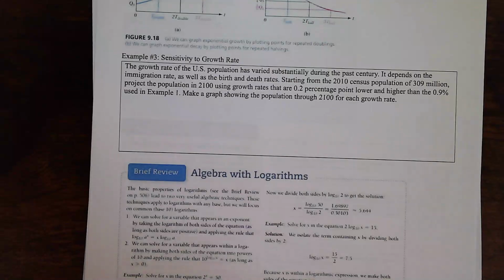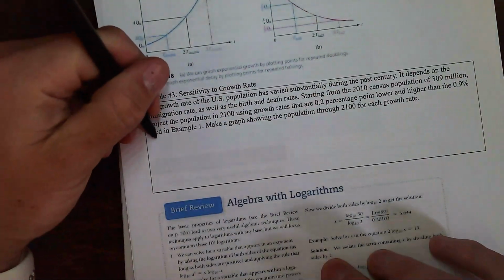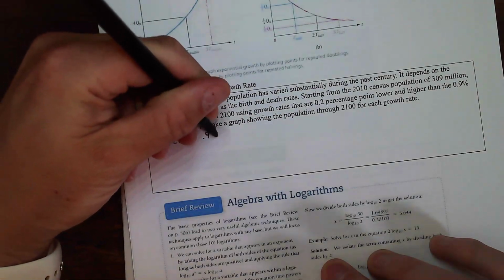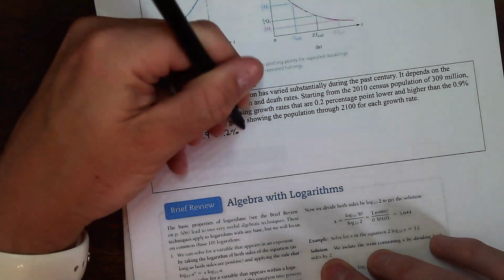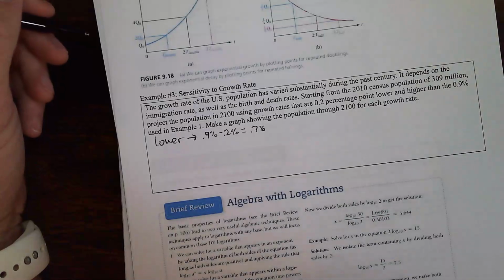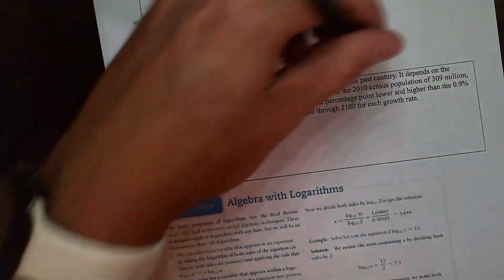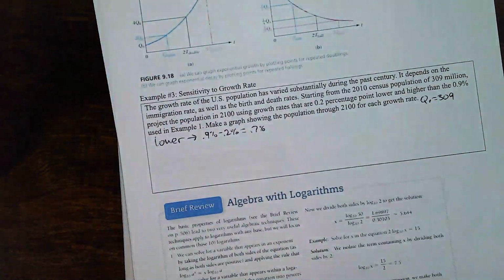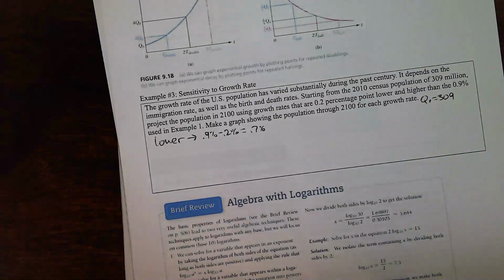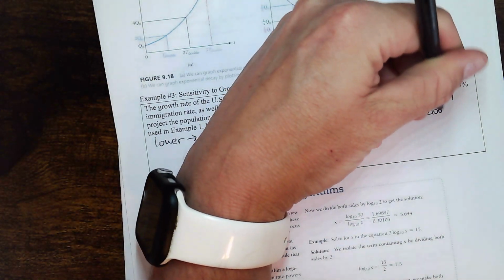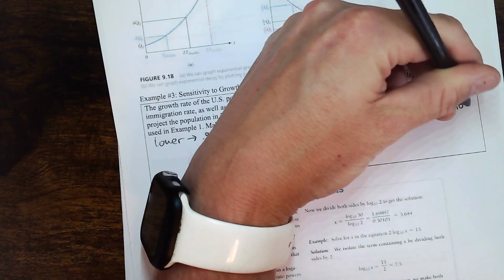All right, so growth rate of 0.2 percentage points higher or 0.2 percentage points lower. So lower would be 0.9% minus 0.2%. So it'd be 0.7%. Okay. And so let's establish some other things too. Your Q naught is 309. And then your T, so T would be 2100 minus 2010. So it'd be 90.